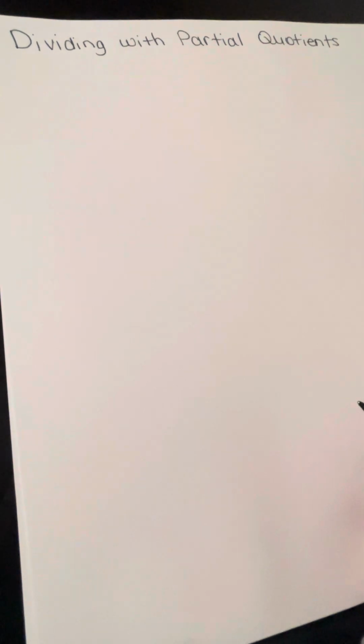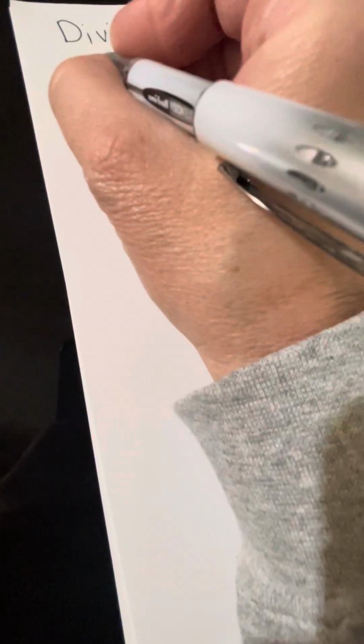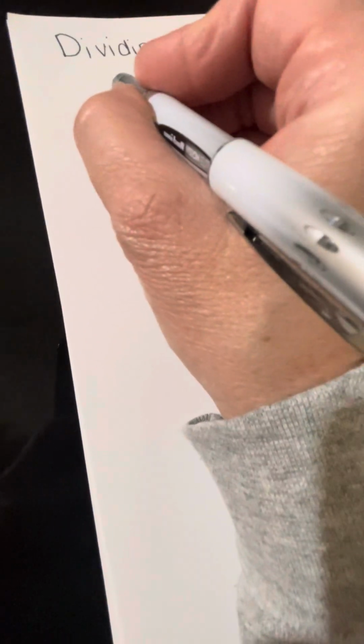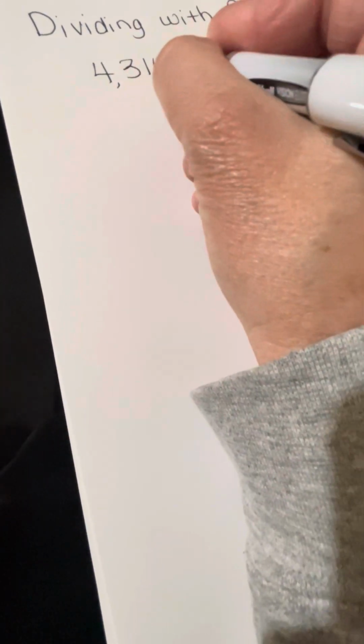We are going to practice dividing using partial quotients. So we're going to have a 4-digit dividend, 4,316, divided by a 1-digit divisor, and we'll use 3, and we are going to find our quotient.